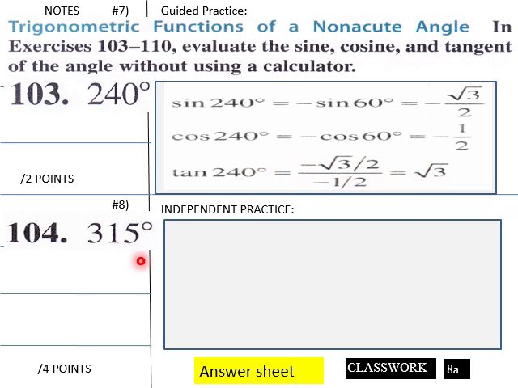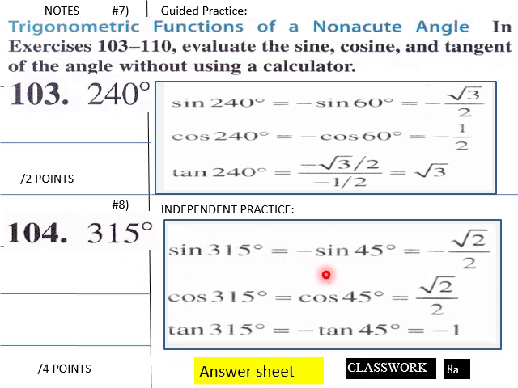And then for 315, again using reference angles, it would be the same thing as negative sine 45 degrees, which is the negative of square root of 2 over 2. Again using your unit circle diagram, 315 is the same thing as negative sine 45. And then cosine 315 would be cosine 45. And then tan 315 would be negative tan 45, which is negative 1. So that would be the way that you would figure these.